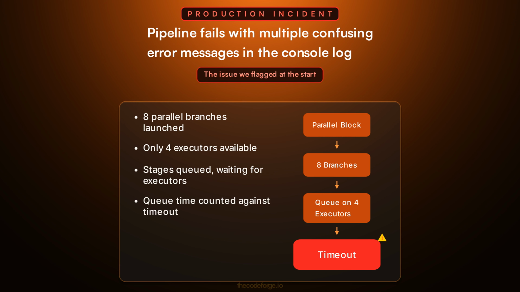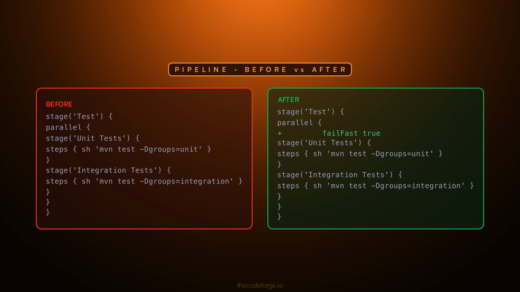The parallel block launched 8 branches simultaneously on a Jenkins controller with only 4 executors. The stages were queued, waiting for executors, and the waiting time counted against the timeout. The actual execution was fine, but queue time pushed total time over the limit. The root cause was that the parallel block lacked failFast true, so when one branch failed, the others continued running and produced incomplete output, obscuring the failure. Adding failFast true stops all branches on the first failure, making the root cause immediately visible.